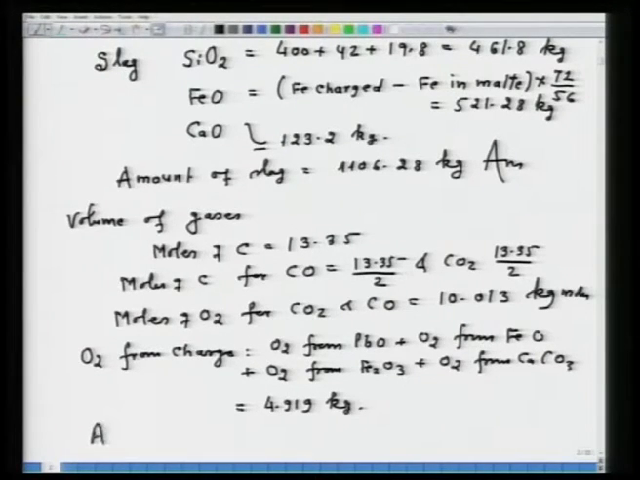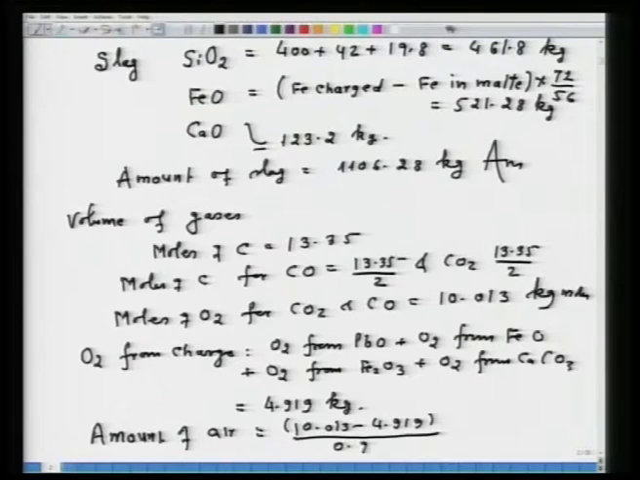So, the amount of air will be equal to 10.013 minus 4.919, divided by 0.21, into 22.4. So, the amount of blast that will be required will be 543.66 meter cube at 1 atmosphere and 273 Kelvin. So, these are some steps for solving problem number 2.